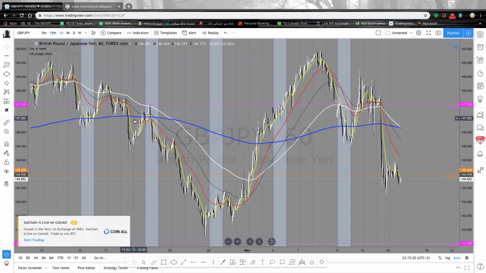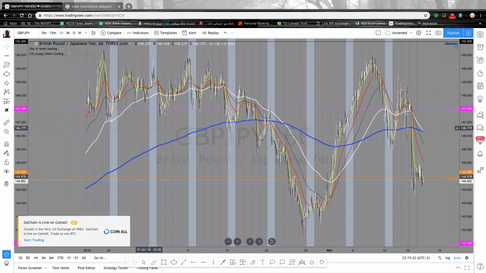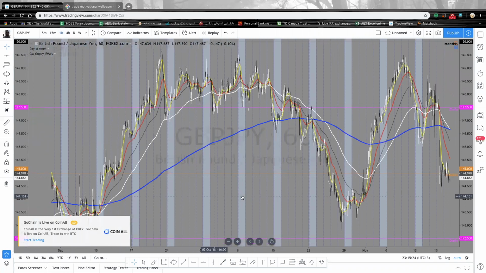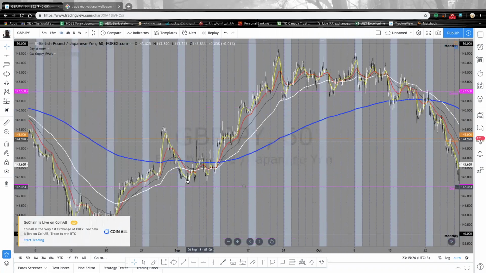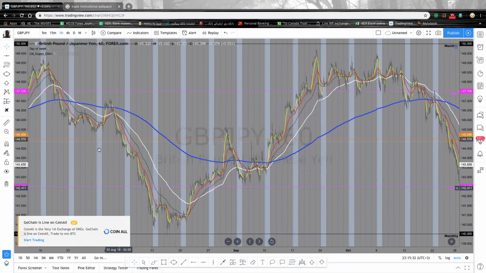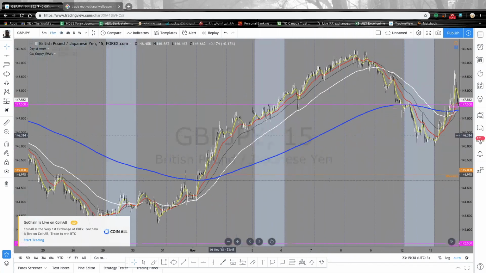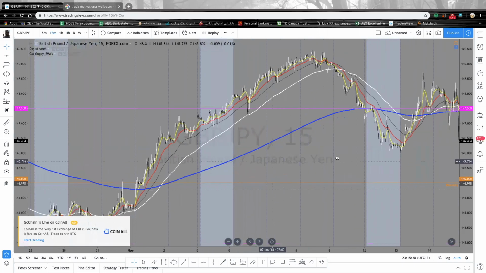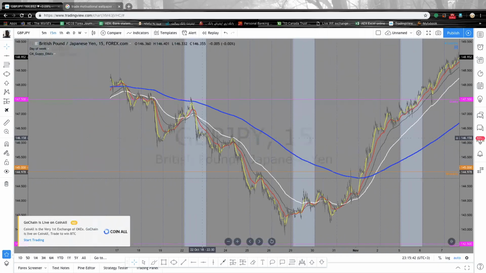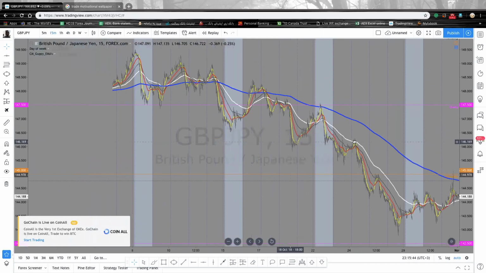On the 1-hour, you will see even more clean setups like this, or this, or this. And on 15 minutes, of course, you will see a lot of them too. I'm gonna go to here.